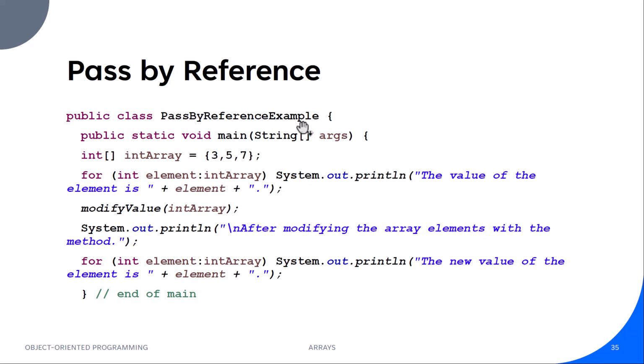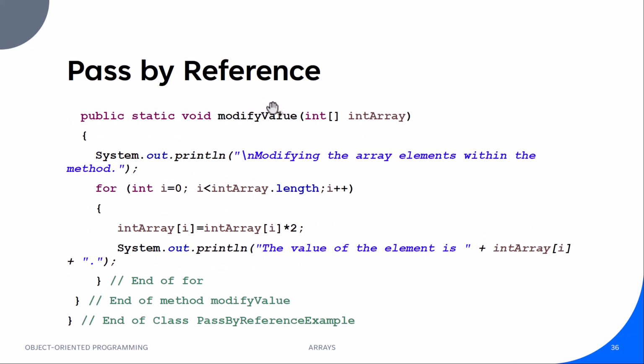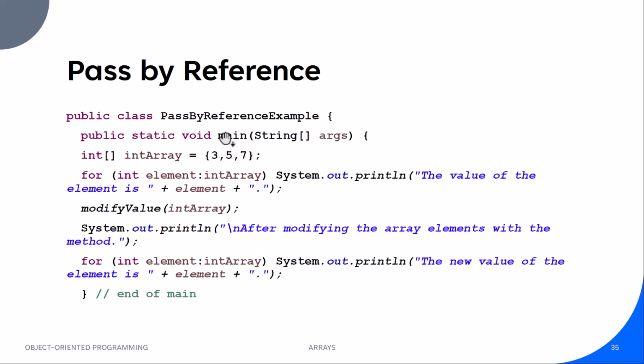Within this class, we have two methods, a main and a modify value method. Within main, we are declaring an array and initializing this integer array. Then we are going to print the values of the array elements. Then we are going to send this array as a parameter to the modify value method. Then we are printing out the values of array elements and seeing whether these values have changed or not.